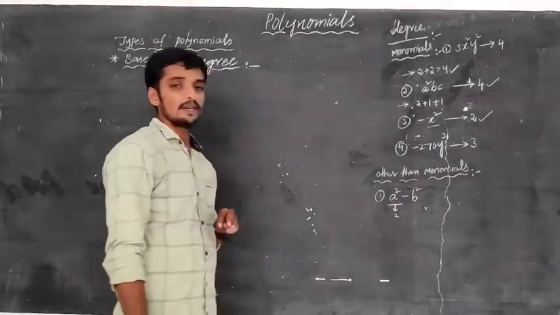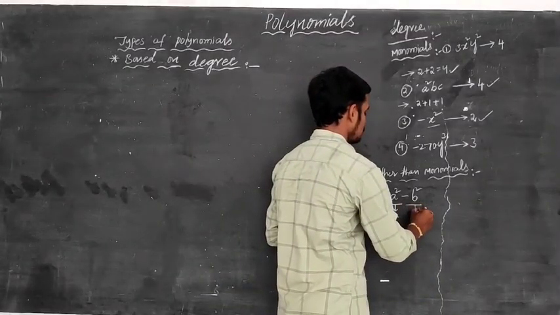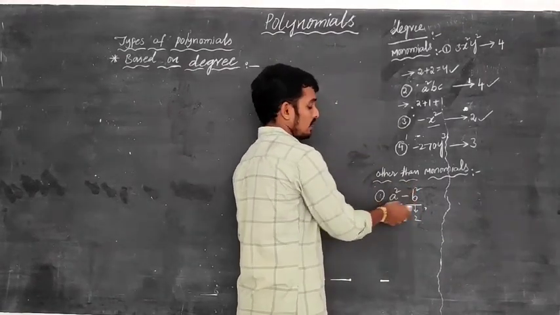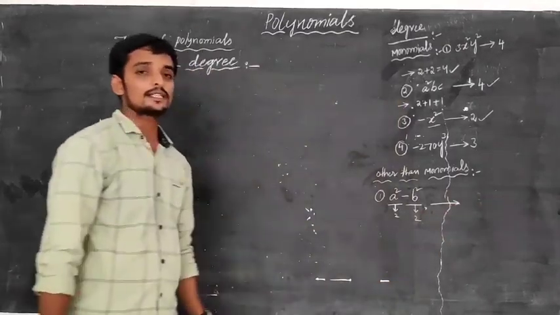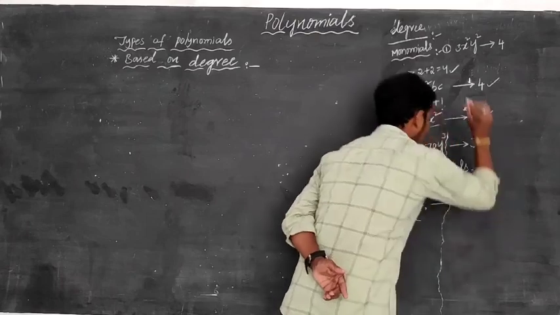The degree of the first term, a square, is 2. The degree of minus b square is also 2. Why? Because a has an exponent 2, b has an exponent 2. In these two, which is the greatest number? 2 and 2, the two are equal. So the greatest number, that is the degree of the polynomial, is 2.